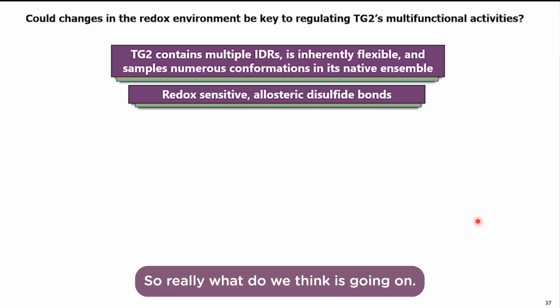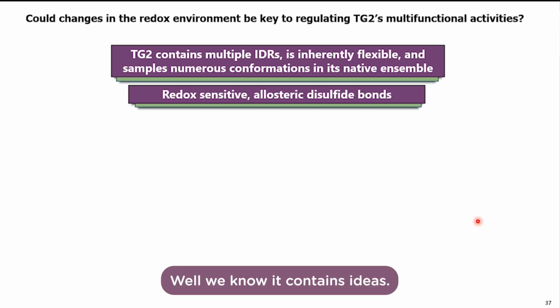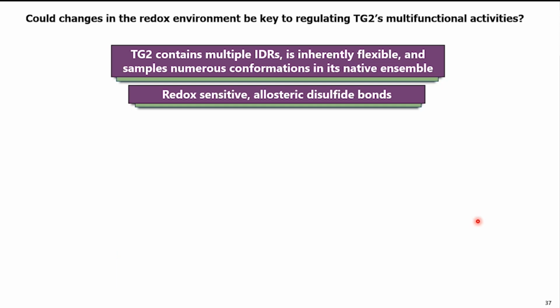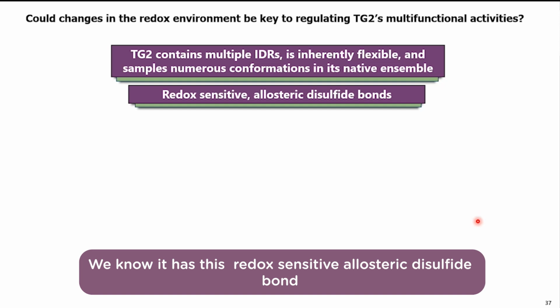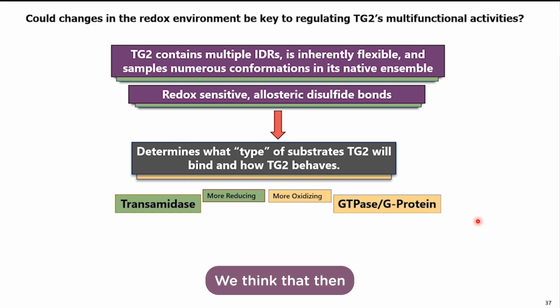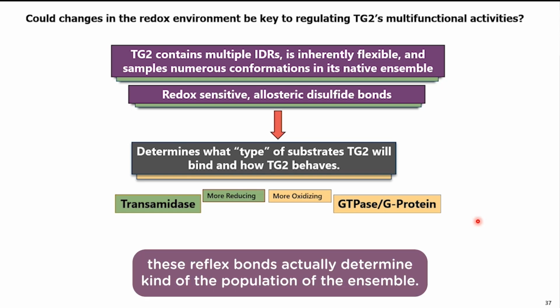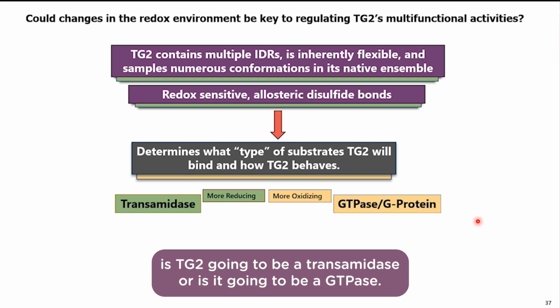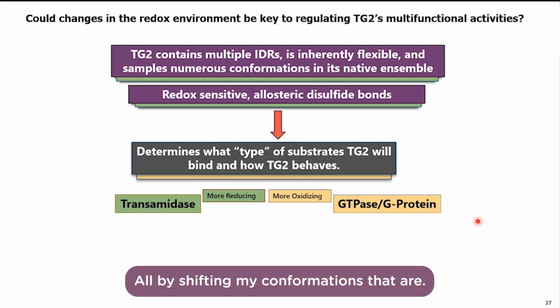So really, what do we think is going on? Well, we know it contains IDRs. We know it's inherently flexible. We know it samples multiple conformations in its native state ensemble. We know it has this redox-sensitive allosteric disulfide bond, at least this one set. We think that these redox bonds determine the population of the ensembles, right? So we think that these redox states are going to determine, is TG2 going to be a transamidase, or is it going to be a GTPase, all by shifting what conformations there are.